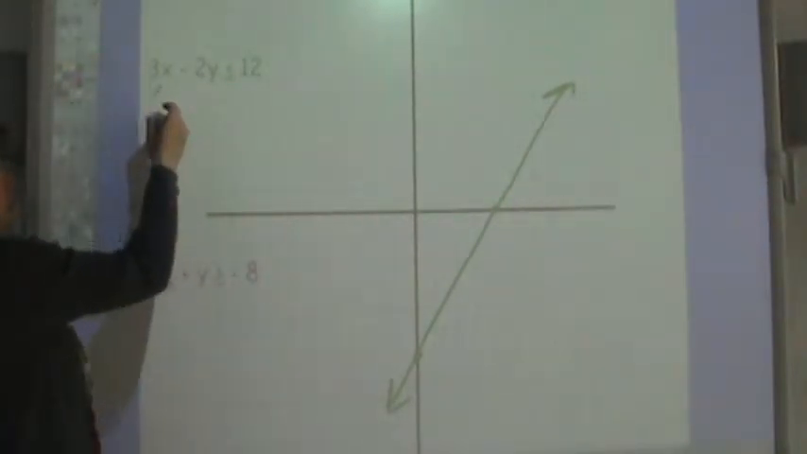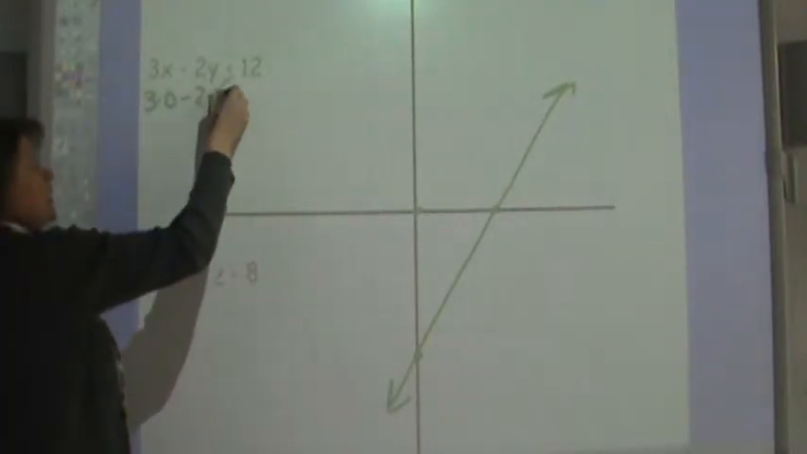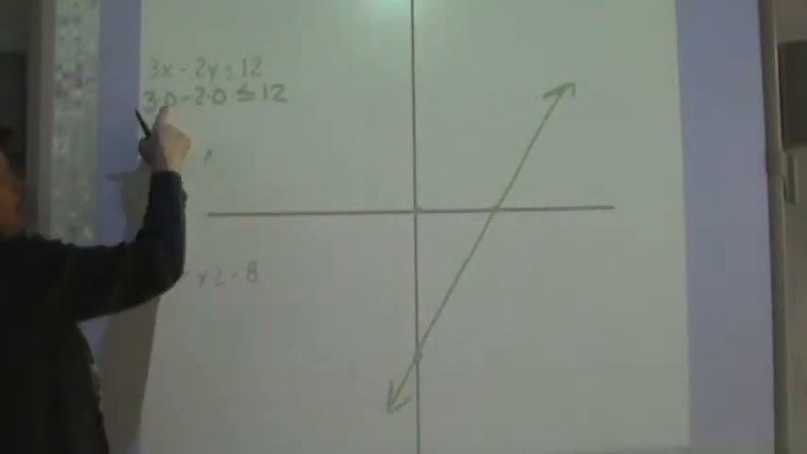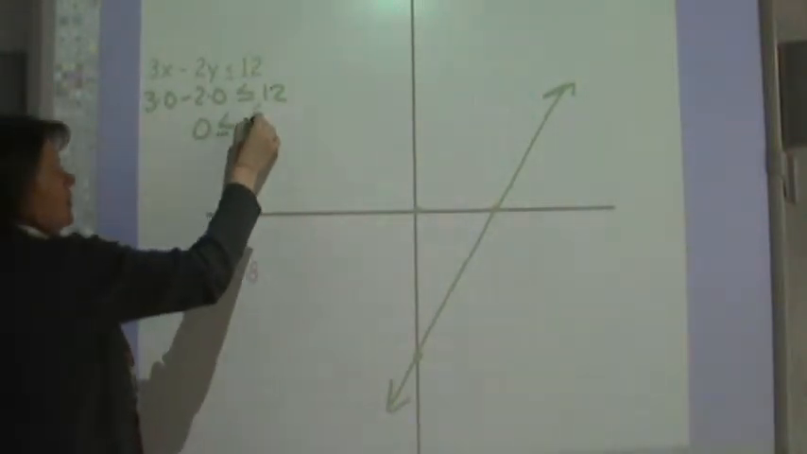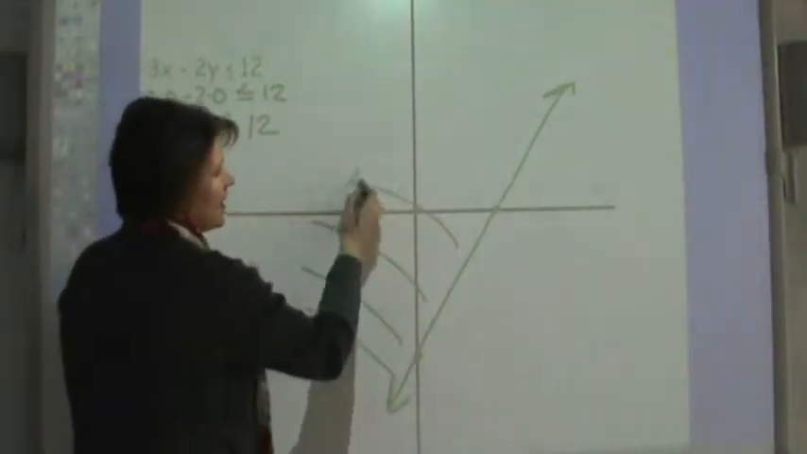All right, so I'd have to test, let's say, the origin. So 3 times 0 minus 2 times 0, is it less than or equal to 12? 3 times 0 is 0, 2 times 0 is 0, 0 minus 0 is 0. So is 0 less than or equal to 12? Yes. So I'm going to shade this side.